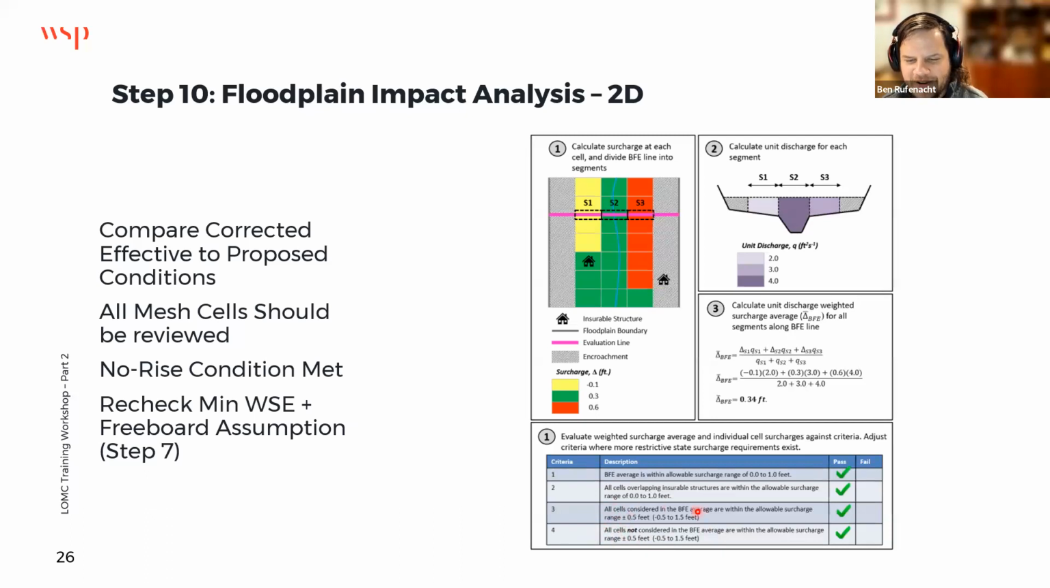So if you combine these two, which I wish they would, it's just all mesh cells in the floodplain area need to be plus or minus half a foot from your target elevation, which in a floodway analysis is 1 foot. In a no rise analysis, it's 0.00. So you can have individual mesh cells that are out of compliance as long as they don't touch an insurable structure, and that the average across any BFE is still 0.00.